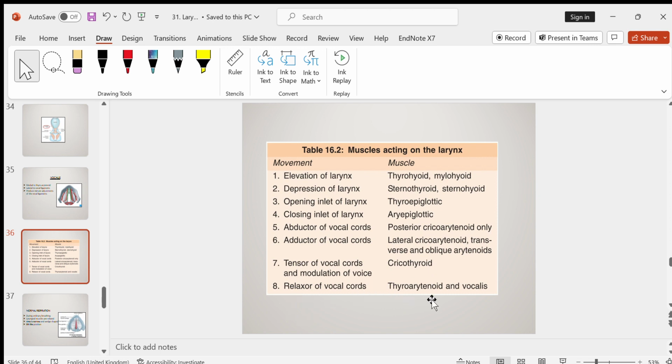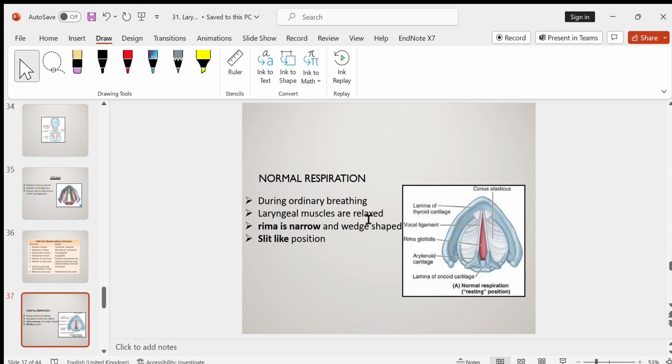thyroarytenoid and the vocalis. Now, as you can see in this picture, this pink area is the rima glottidis, and the lateral extent of the rima glottidis is by the vocal ligament. Position of the vocal ligament determines the various sounds that are produced, whether we are whispering or talking loudly, or in normal respiration or in forced respiration. The position of the rima glottidis is different. So, in normal respiration, when the laryngeal muscles are relaxed, the rima glottidis is narrow and slit-like.